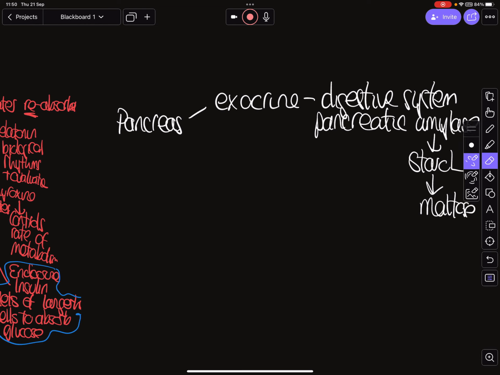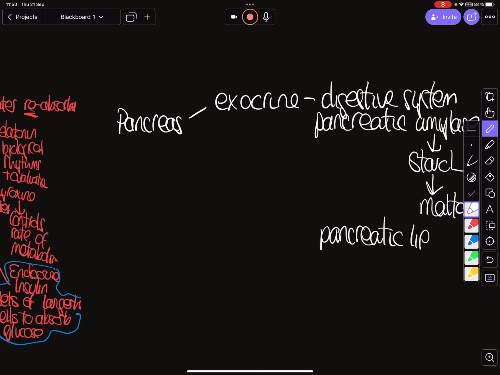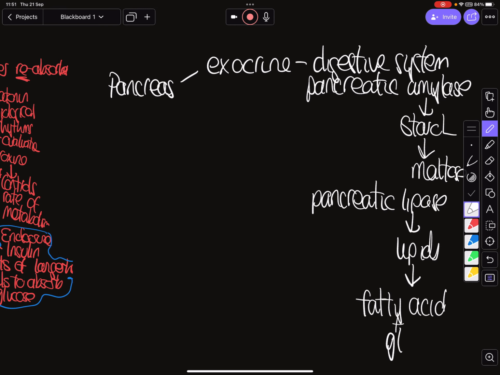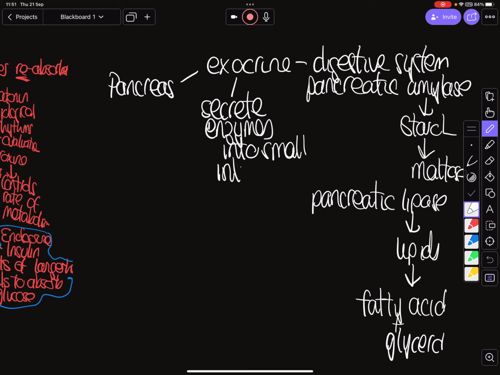It is also going to produce pancreatic lipase. And again, lipase are going to work on lipids, and they're going to put it into fatty acids and glycerol. Now, both of these will secrete into the small intestine. So they're going to secrete their enzymes into the small intestine. Specifically the duodenum. They go in here. So that's the exocrine function, and that is a need to know.